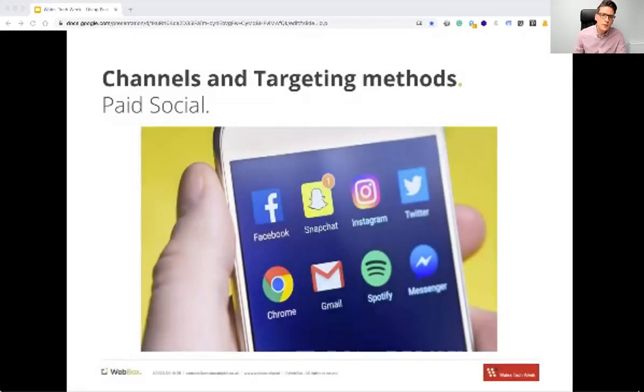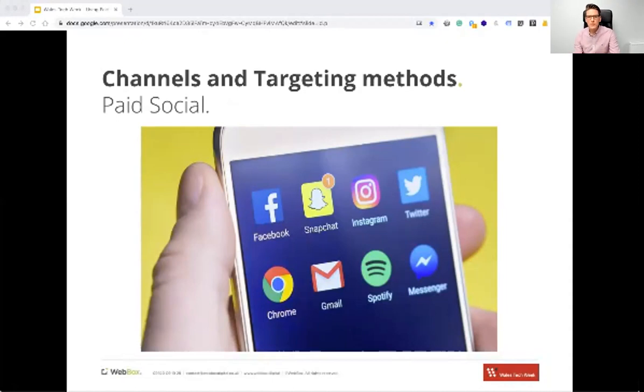Okay, so we're going to move on to paid social. With paid social these days, the 800-pound gorilla in the room, as you know, is Snapchat. No, I'm only joking. It's obviously Facebook. Everyone uses it. 2.2 billion monthly active users. It's just phenomenal.